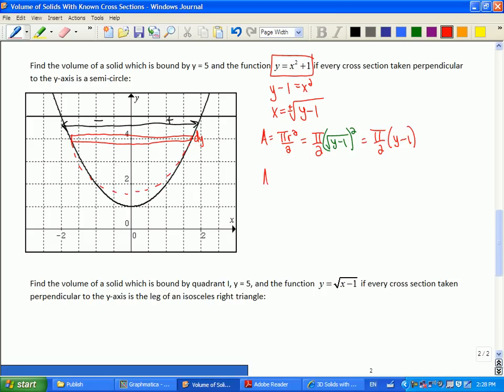So I now get my volume will be the integral. And remember, it's with respect to y. So everything in your problem needs to be in relation to y. It would be a shame if after all that I went from negative 2 to 2. That's with respect to x. So here's the bounds with respect to y. I start at 1 and I go up to 5. So it would be from 1 to 5 of pi over 2 times y minus 1 dy.